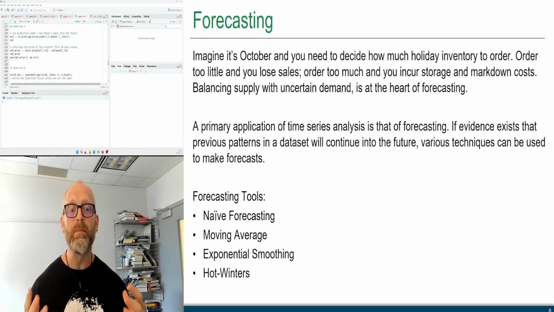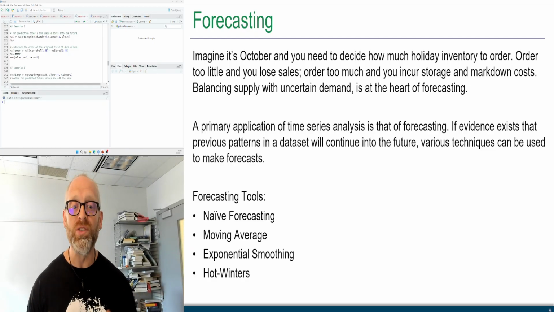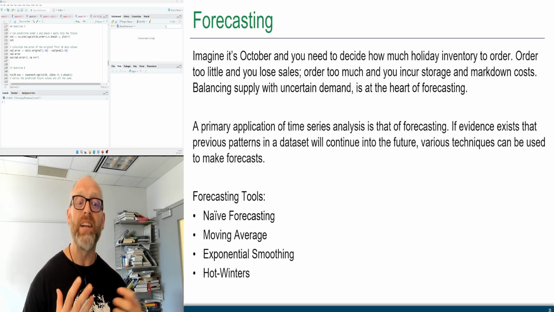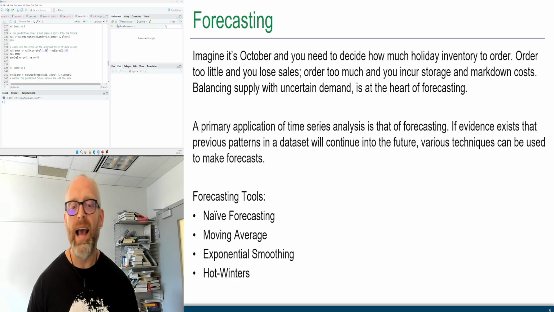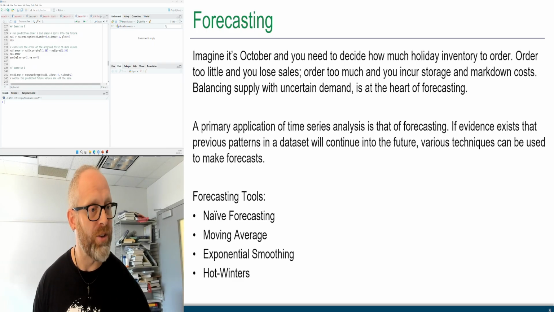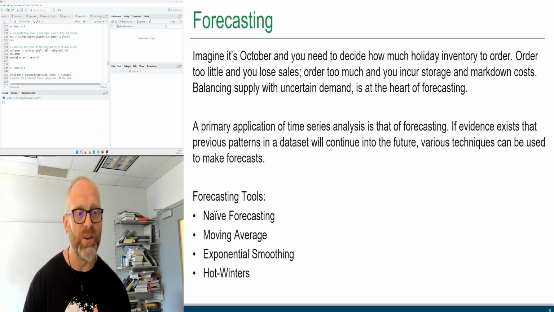We're going to start with some basic baseline tools. The first is the naive way of doing this, then smooth the noise using moving averages, then add responsiveness with exponential smoothing, and finally get into trend and seasonality with the Holt-Winters method. So a lot of little things to cover in this.